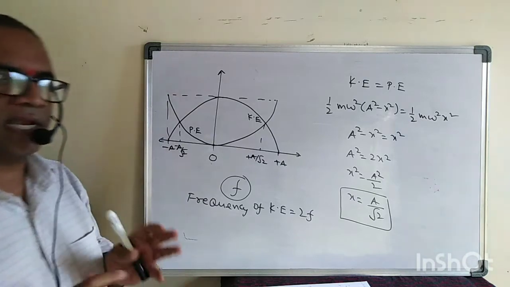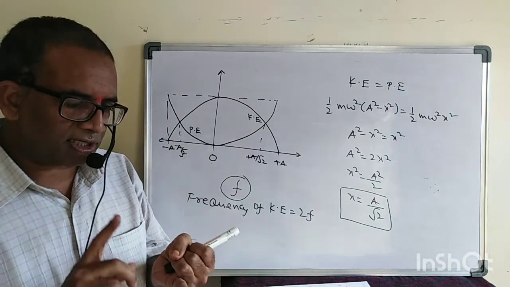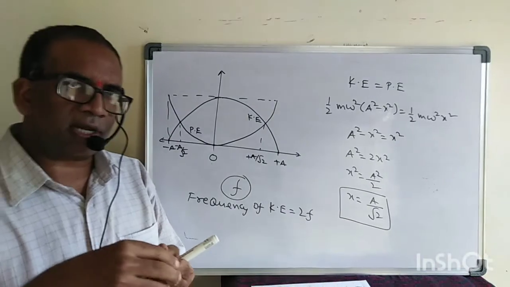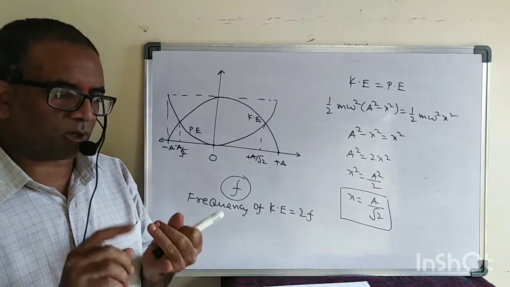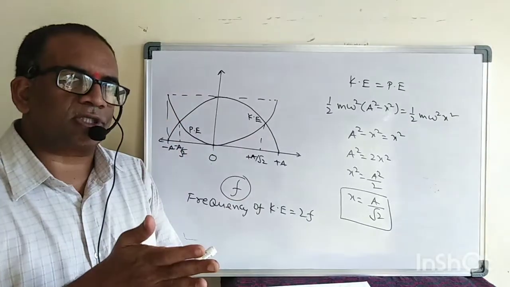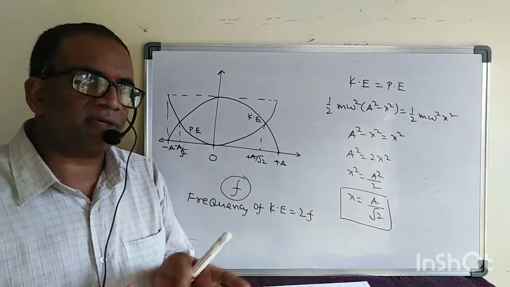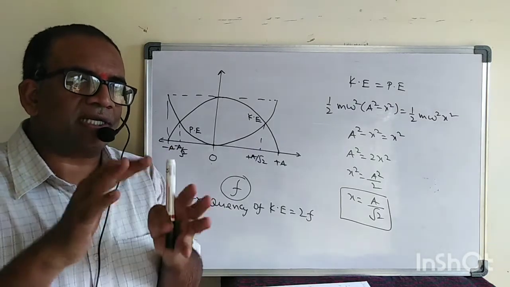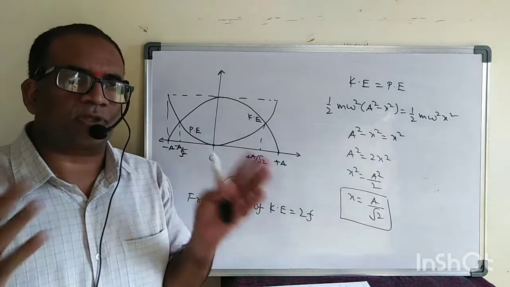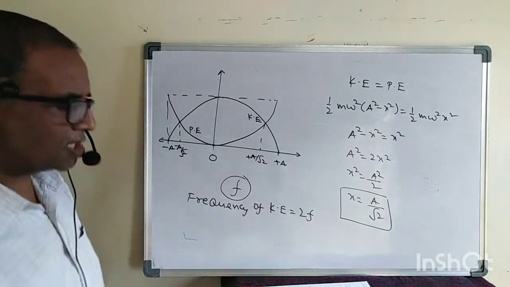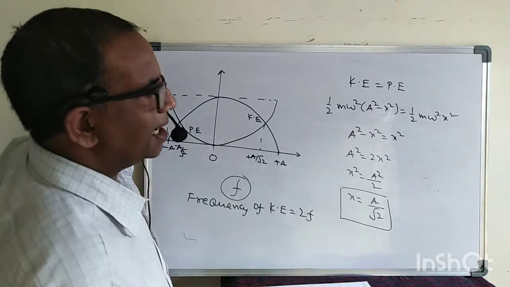Okay, see here, what is the energy of the particle in SHM? One is the potential energy, kinetic energy and total energy. The total energy is always constant. So potential energy is maximum at extreme position and minimum at the mean position. And the kinetic energy of the particle is maximum at mean position and it is 0 at extreme positions.